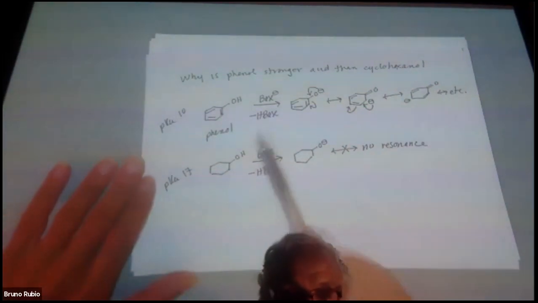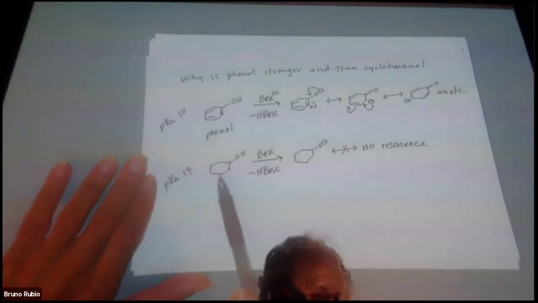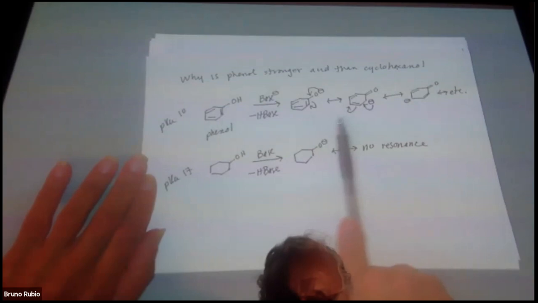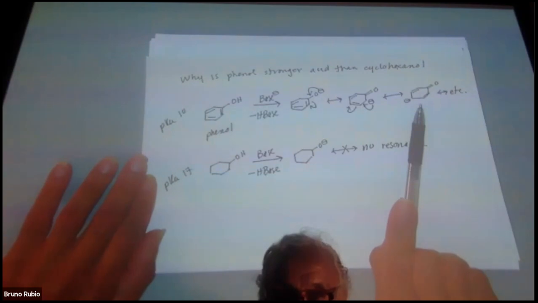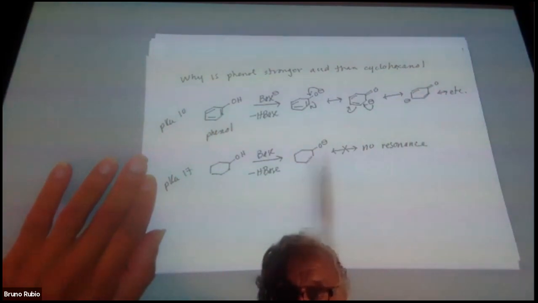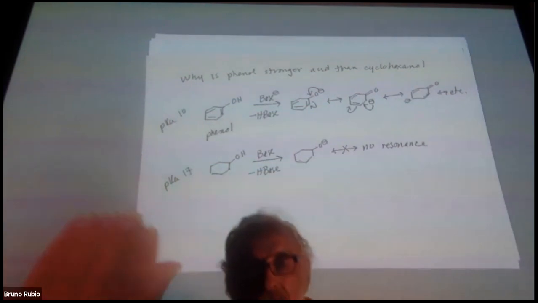And again, phenol is a stronger acid than cyclohexanol. The conjugate base of phenol is a weaker base, and this is a much stronger base. All right, so that's one explanation of why some of those numbers are the way they are on that table.